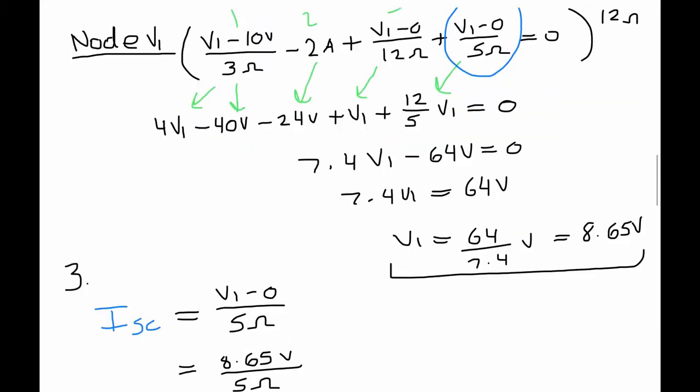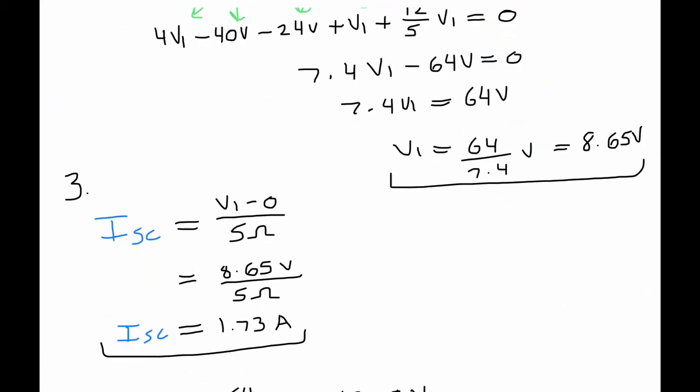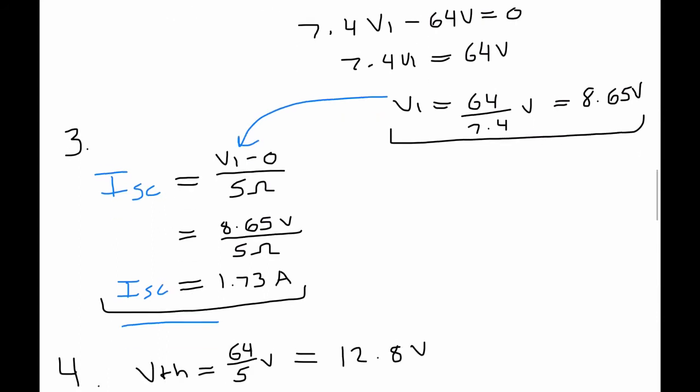So now that we found V1, we can go ahead and plug that in down here and solve for the short circuit current, like so. So we come out with 1.73 amps, having plugged in our V1 over here, and then just solving.